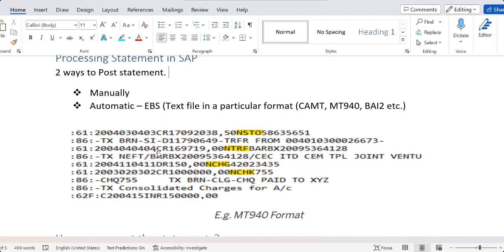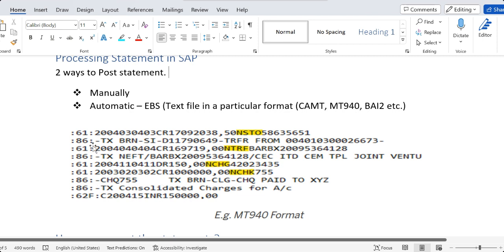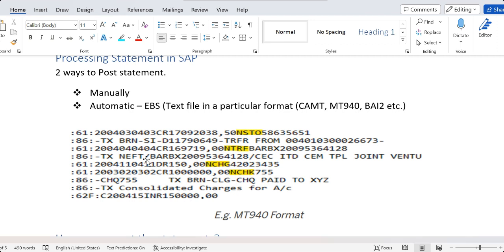So we just need to upload this text file in the SAP, and the system will figure out everything, what should be debit, what GL should be credit. And we can see in detail how technically it happens, because we have the complete EBS configurations, so we can understand in depth how it happens.